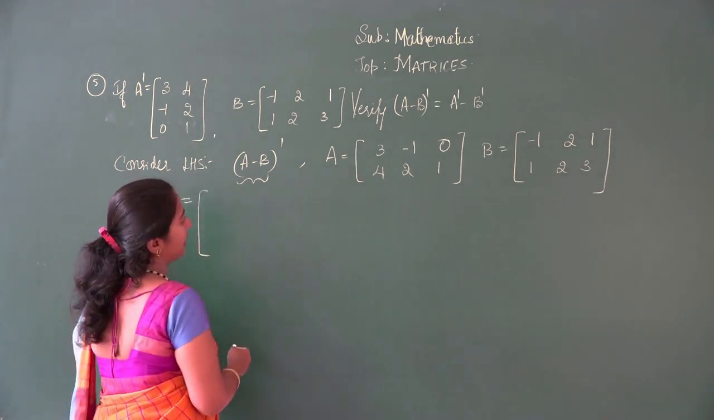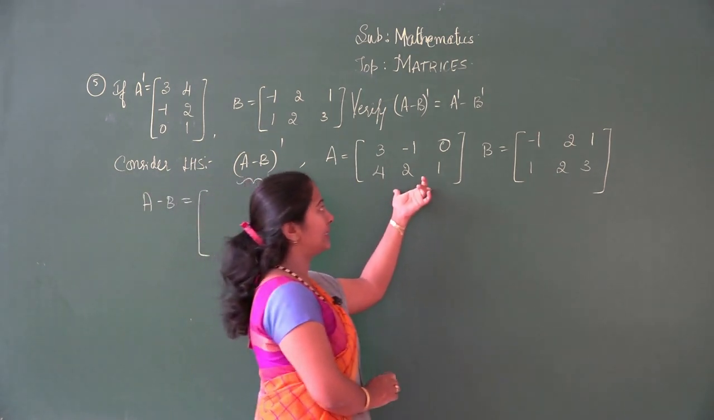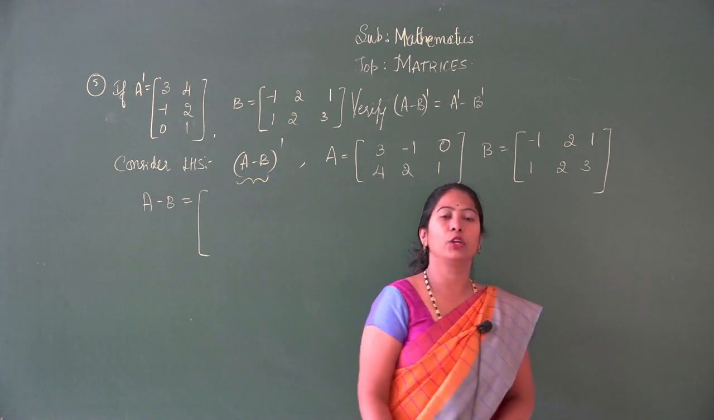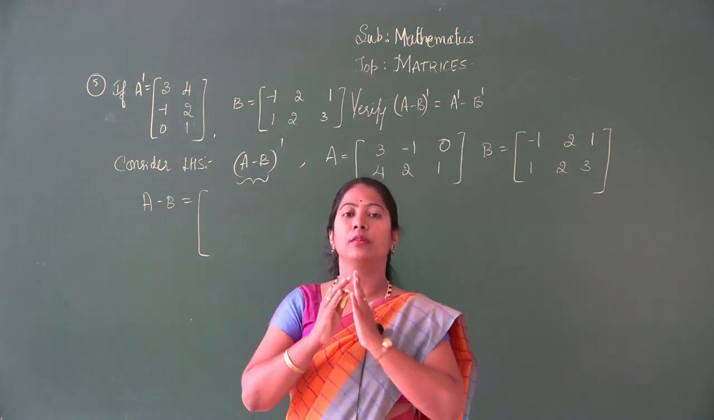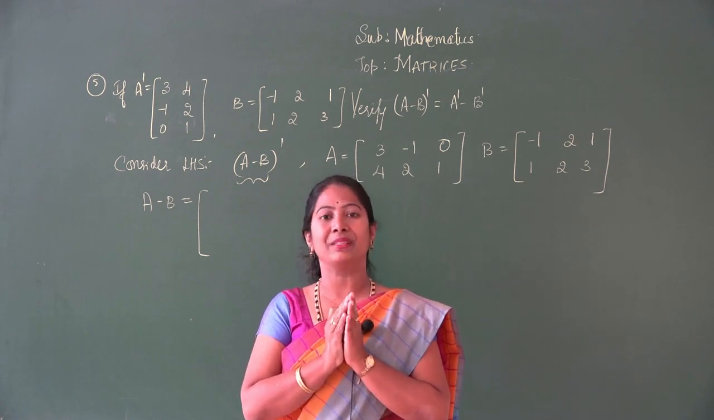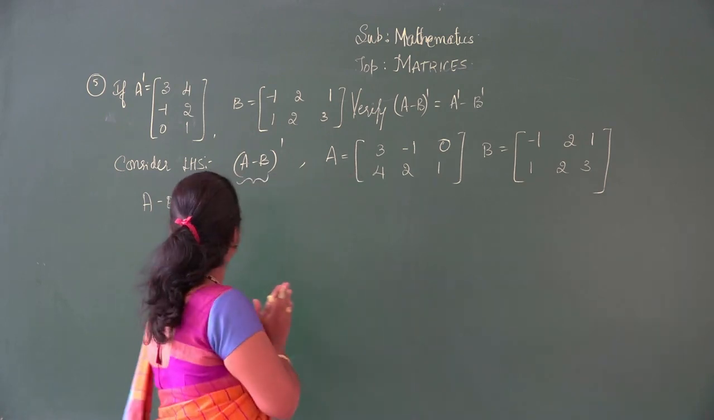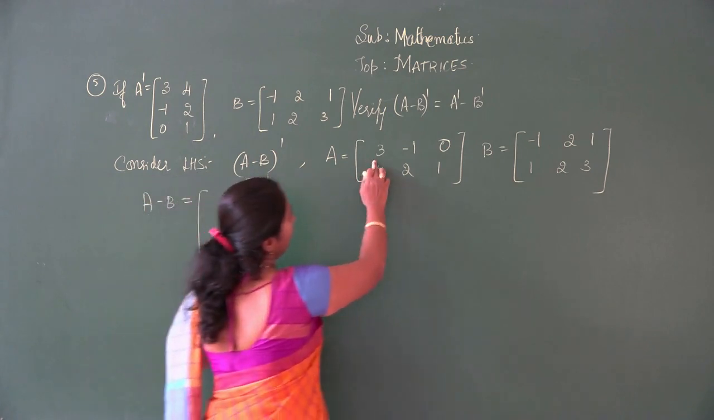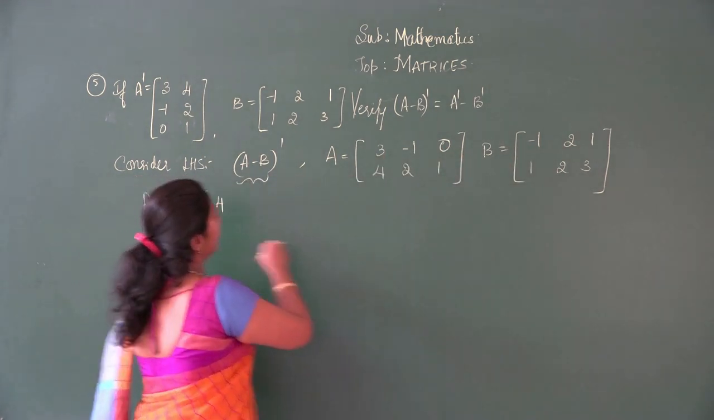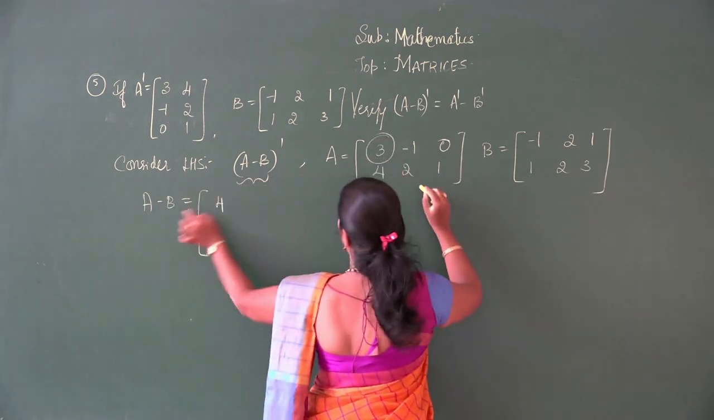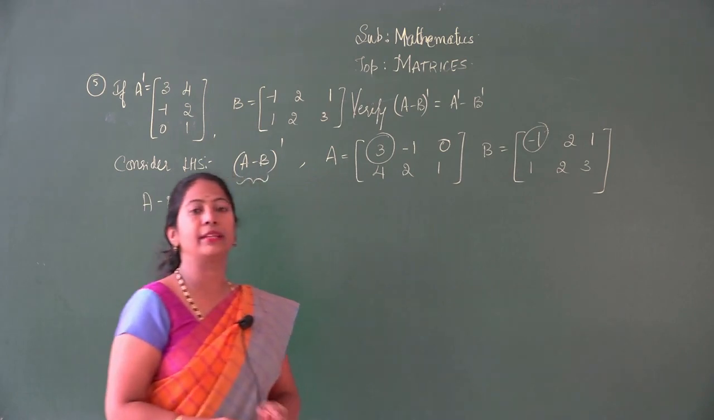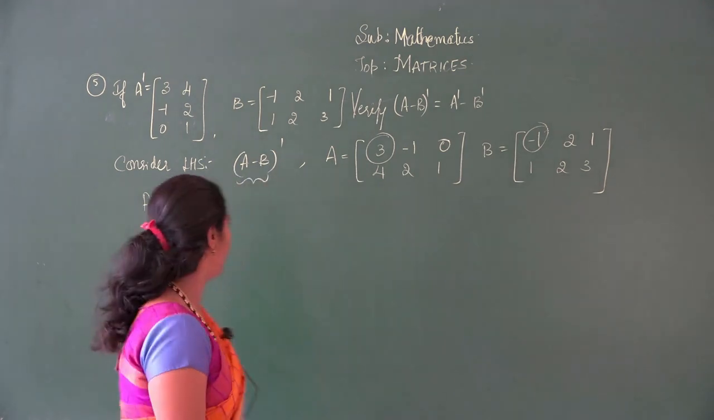So, what is A minus B? What is the order of the first matrix? 2 cross 3. What is the order of the second matrix? It is once again 2 cross 3. So, order of both the matrices are same. Therefore, corresponding elements can be subtracted. 3 minus of minus 1, minus of minus becomes plus, so it will be 4.